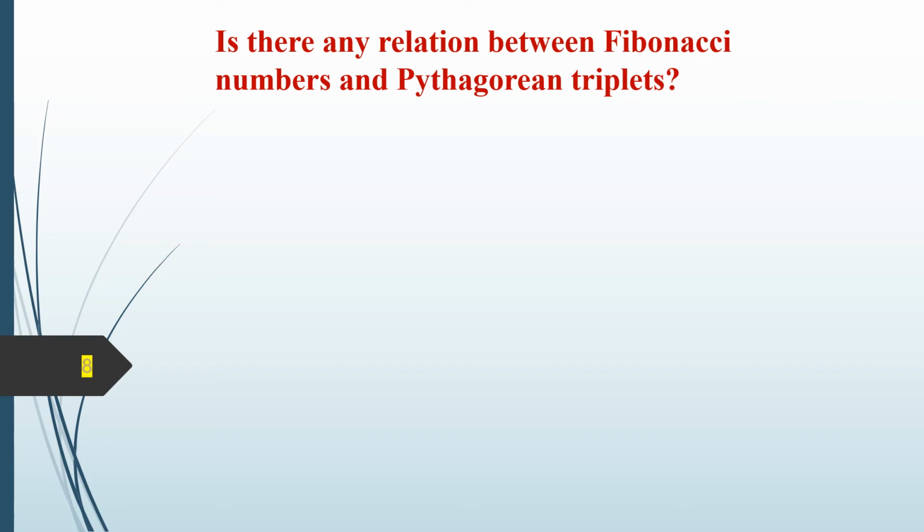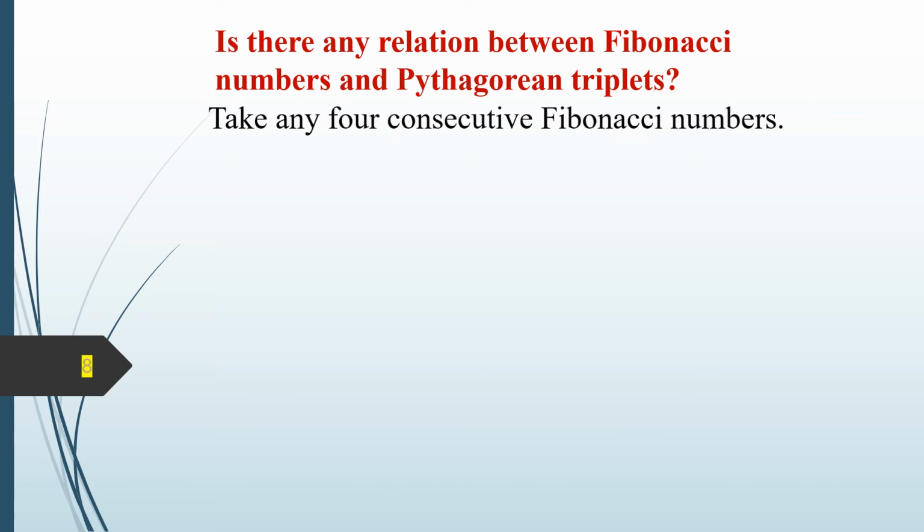Is there any relationship between Fibonacci numbers and Pythagorean triplets? Students might have learned about Fibonacci numbers and the Pythagorean theorem, and they might have known Pythagorean triplets, but they might have not realized that there may be some connection between them. We can ask them to take any 4 consecutive Fibonacci numbers, say 1, 2, 3, and 5.